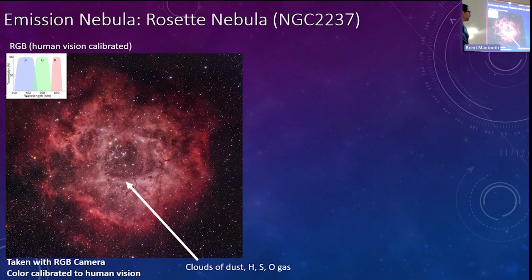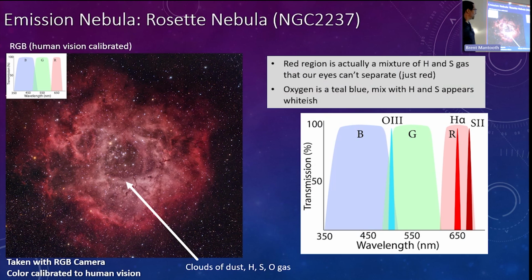So let's start with an emission nebula. This one is the Rosette Nebula, and I've tuned this one up so that it looks just like human vision would see it if we could see things that were actually this dim. So here we have a red cloud, using our red, green, and blue filters. But what's actually going on in this object is that the red region is a mixture of hydrogen and sulfur gas emitting at very specific wavelengths, and we visually can't tell the difference between those two. They just appear as red.